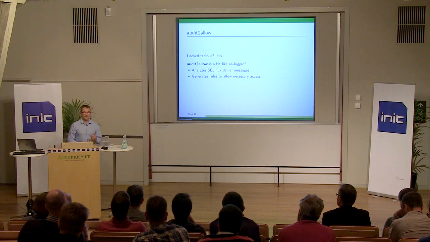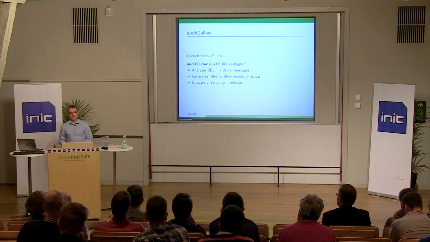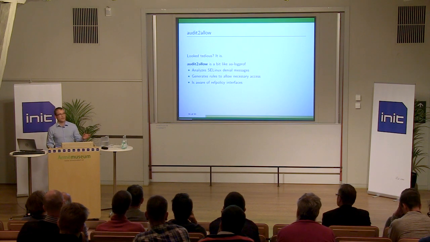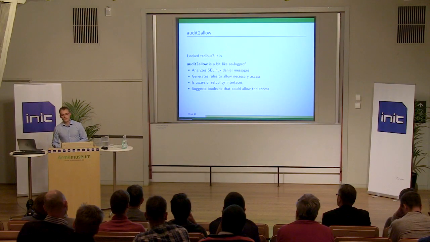And the very nice thing about audit2allow is that it's aware of the reference policy interfaces. So it wouldn't be of much use if it just generated the normal allow rules, because then you would still have a big mess of very many allow rules. But audit2allow knows which kind of interface is needed to allow a certain access. And it also suggests booleans.